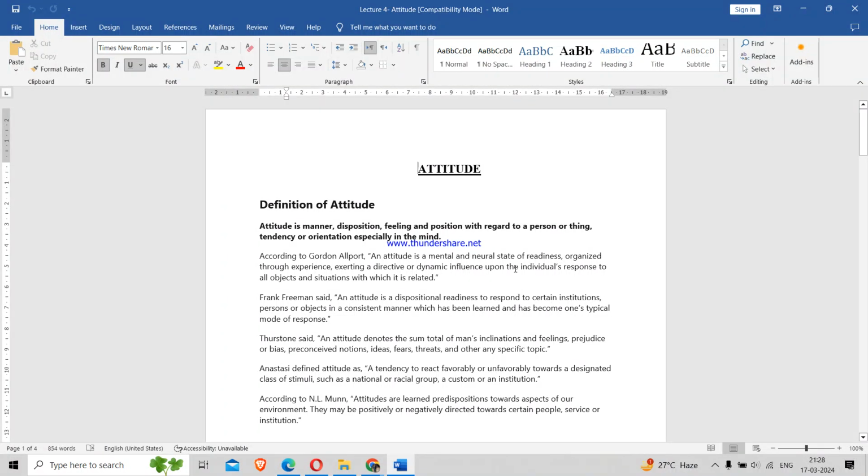Students, in this class we will be getting a look into one of the aspects or attributes of your organizational behavior, that is attitude. So what is the definition of attitude? It is the manner, disposition, feeling or position with regard to a person or thing, a tendency or orientation, especially in the mind.